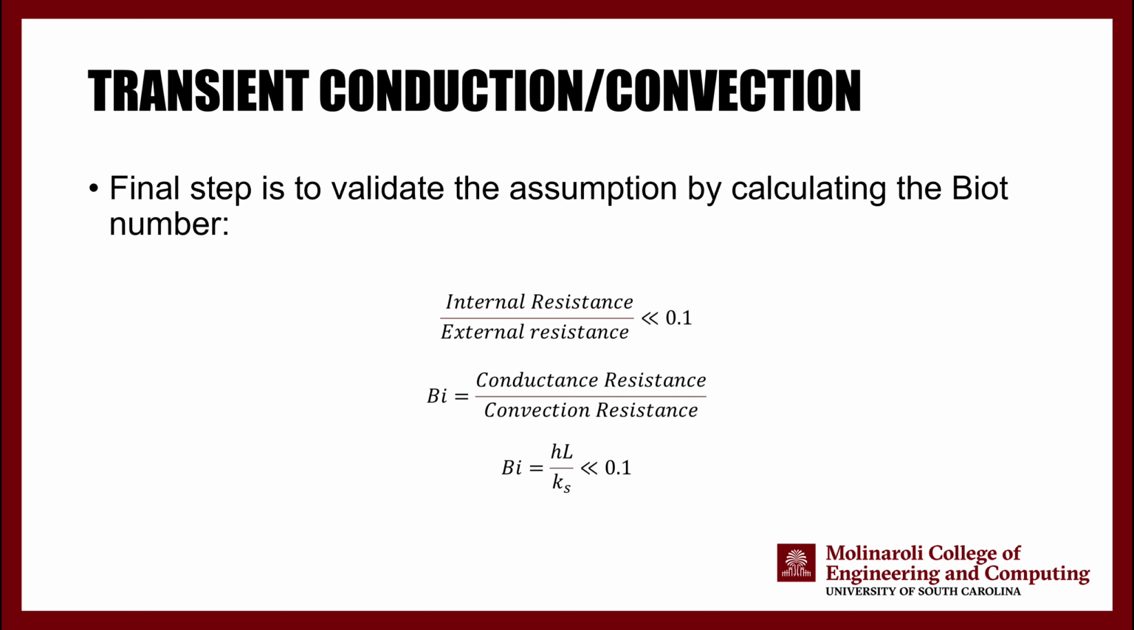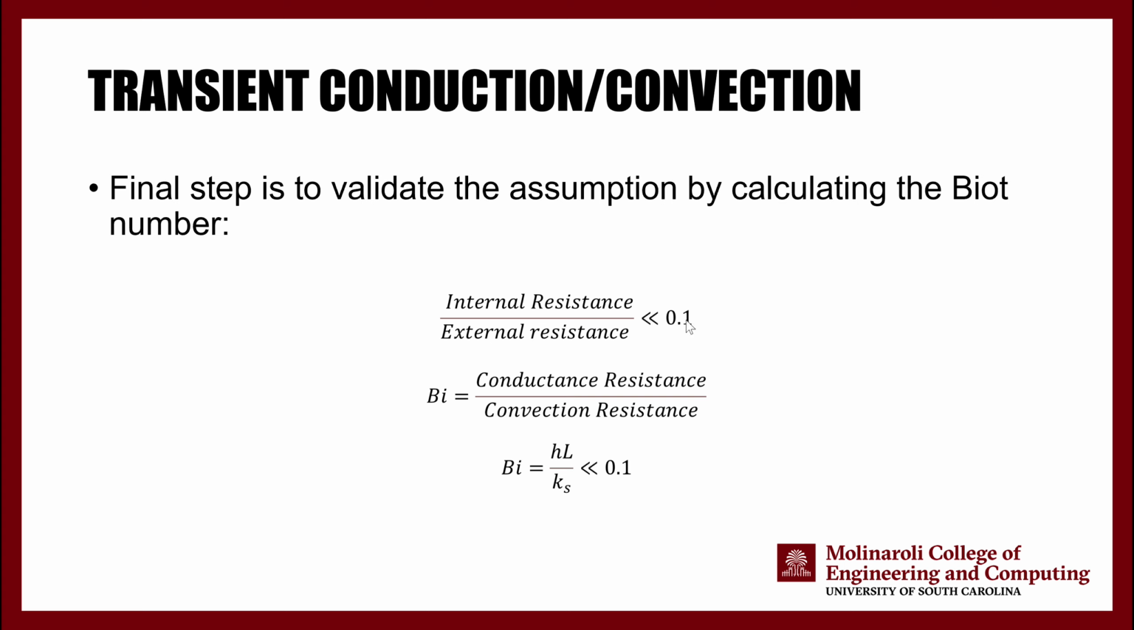At the beginning, I said we made an assumption, right? We did make the assumption that the conduction is happening instantly. So the final step of this experiment is to make sure that assumption is correct. This is where we define a new parameter called the Biot number. The Biot number is essentially a measure of the internal resistance, which is the conduction of the material, to the external resistance of the material, which is convection with the surrounding.